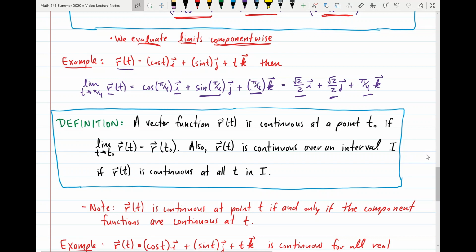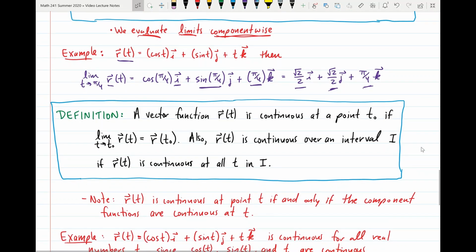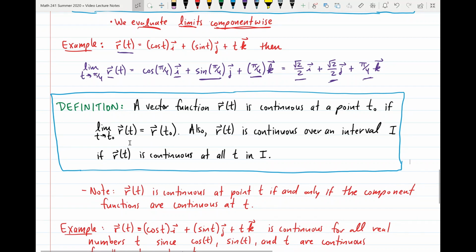Now recall that in Calc 1, almost immediately after we introduced the topic of the limit, we introduced the topic of continuity, and we're going to do the same thing here. So now we have the concept of a limit for vector valued functions. We also want to have the notion of continuity for vector valued functions, and it's just as intuitive as our generalization for the limit. If we have a vector valued function r of t, this function is continuous at a point, which I'm going to call t naught, if the limit as t goes to t naught of r of t is equal to r of t naught.